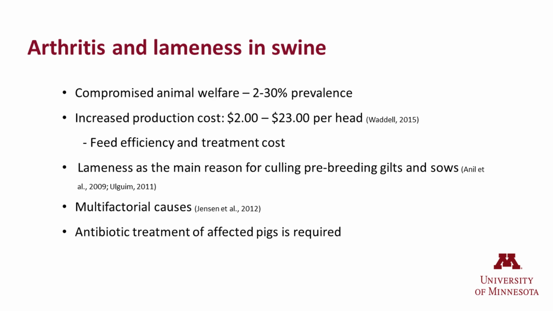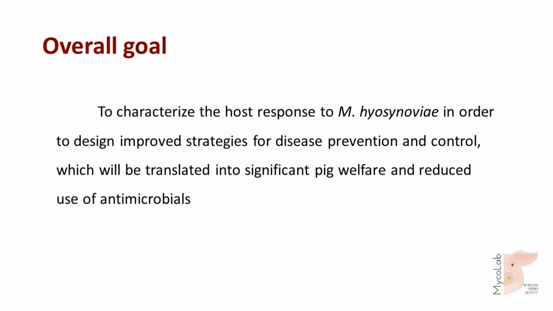Lameness and arthritis, this is not a simple issue. This is very complex, and there are many different factors that can play a role in the development of disease. There are factors that are infectious in nature and some others that are not. So this is not an easy thing to think about. But at the end of the day, animals need to be relieved from the pain, and antibiotic treatment is used in the field for this.